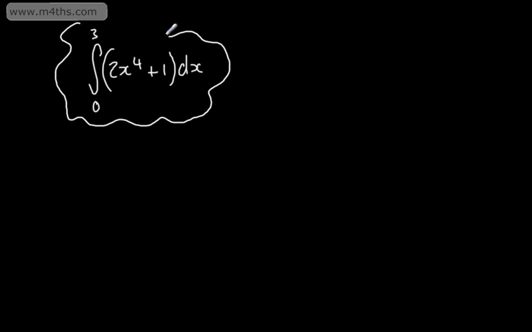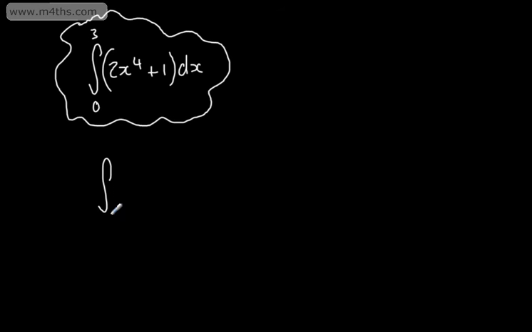So for example, if I needed to find the area trapped under the curve from 0 to 3 of 2x to the fourth plus 1, we can simply now integrate this. This is a polynomial. We can integrate and evaluate. That's a definite integral, and that would give us an exact area.